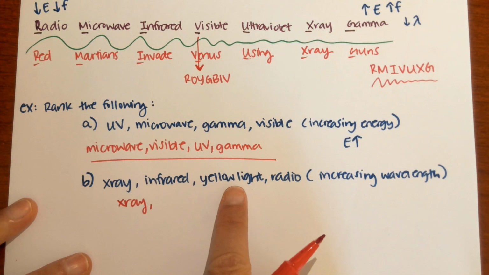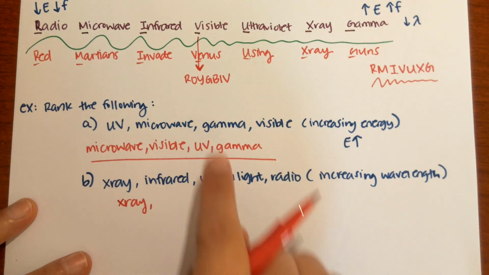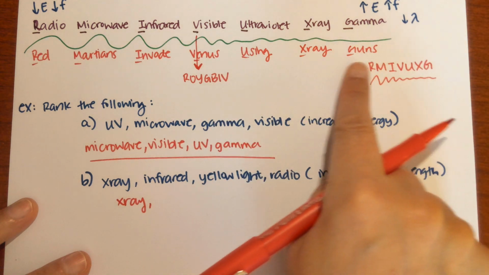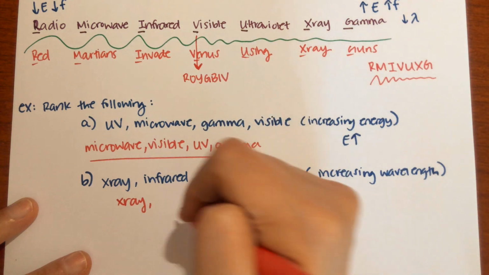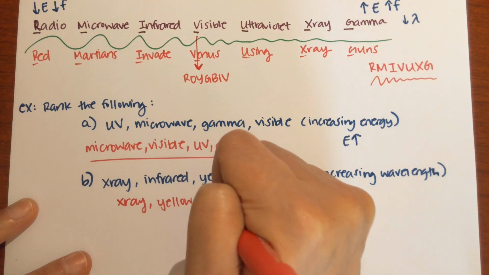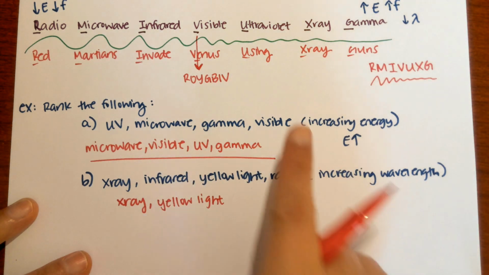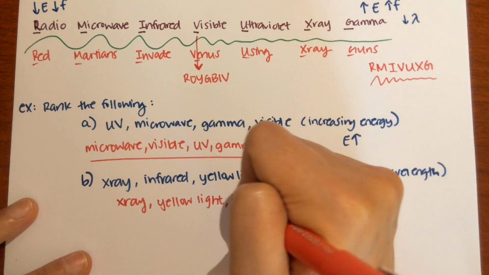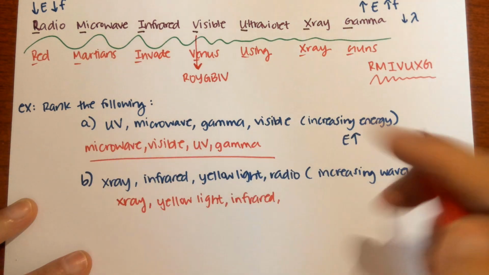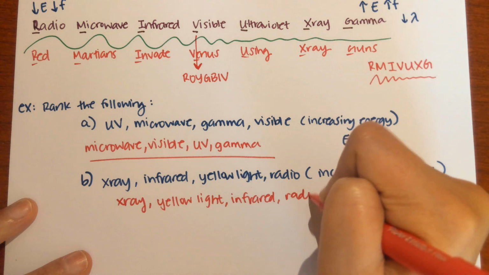And then when you see yellow light or any color, it's always part of visible. So yellow light is part of visible, so that's going to go next. Yellow light. And then I've got infrared. And then last but not least, I've got radio with the longest wavelength.